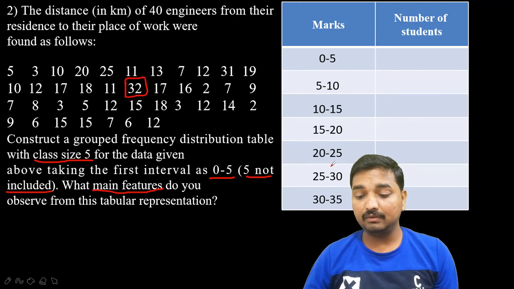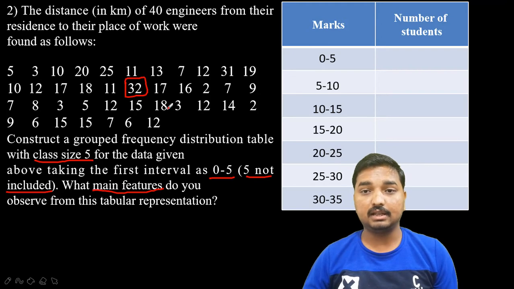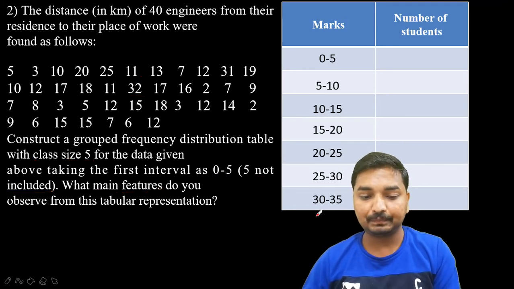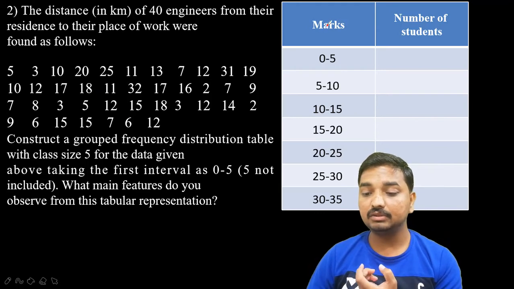So it will be enough if you write up to 35. If you write 35 to 40, definitely no data will appear in that range. So no need to write that one. By identifying the highest number, I'm going to stop here, 30 to 35. I think you have understood why I have stopped at 30 to 35. Now the next thing is to identify how many data belong to each class interval.